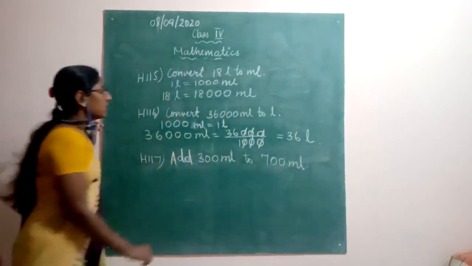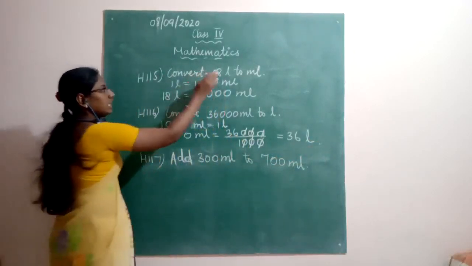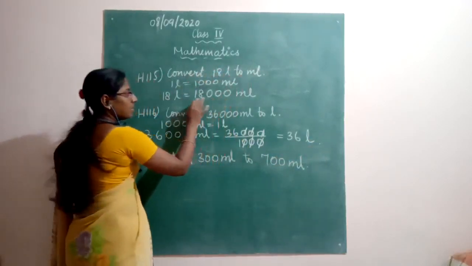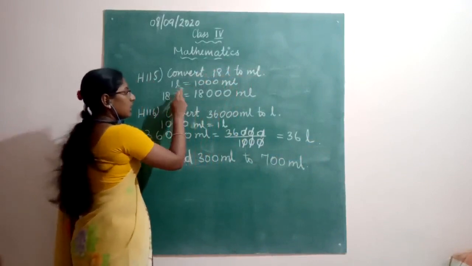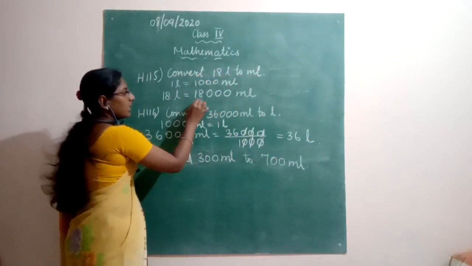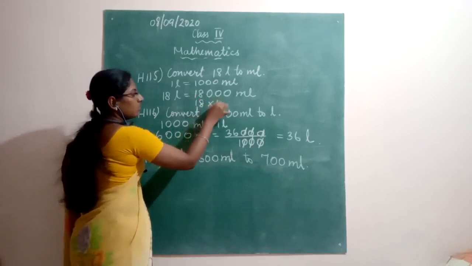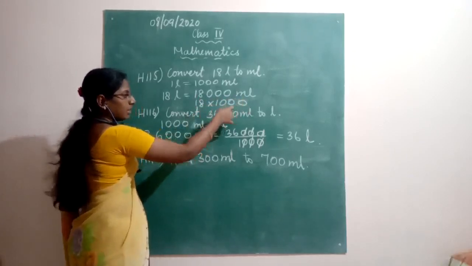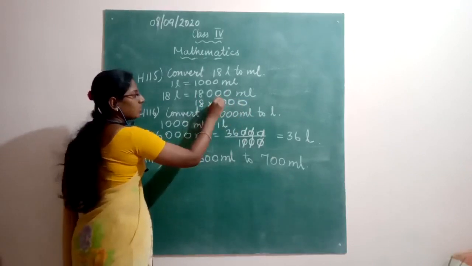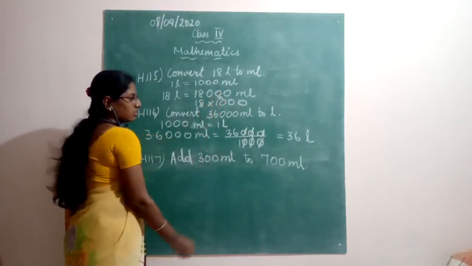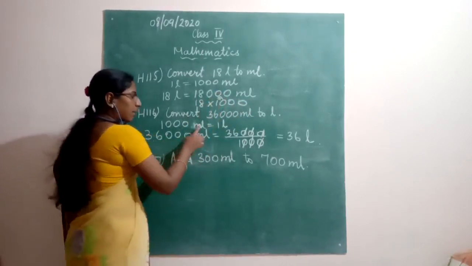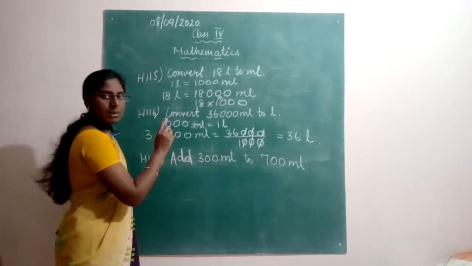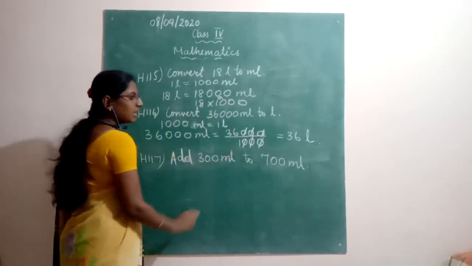Is it clear? The same way, when you convert liters to milliliters, you are multiplying by 1000. Look here, how did you obtain 18,000? You are multiplying 18 liters into 1000 ml, that is 18,000 ml. In the case of ml to L, that is milliliter to liter, you are dividing by 1000.